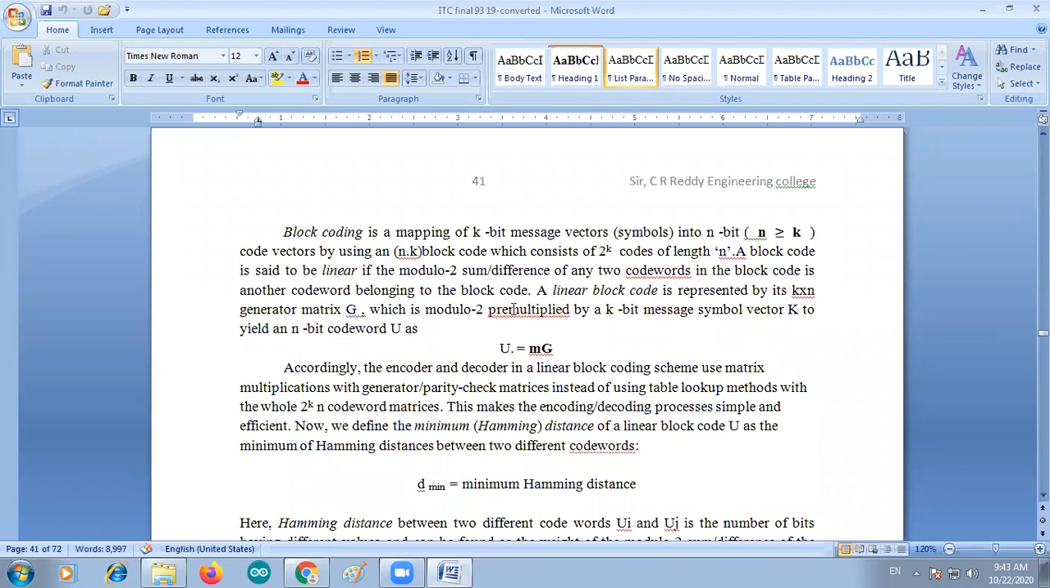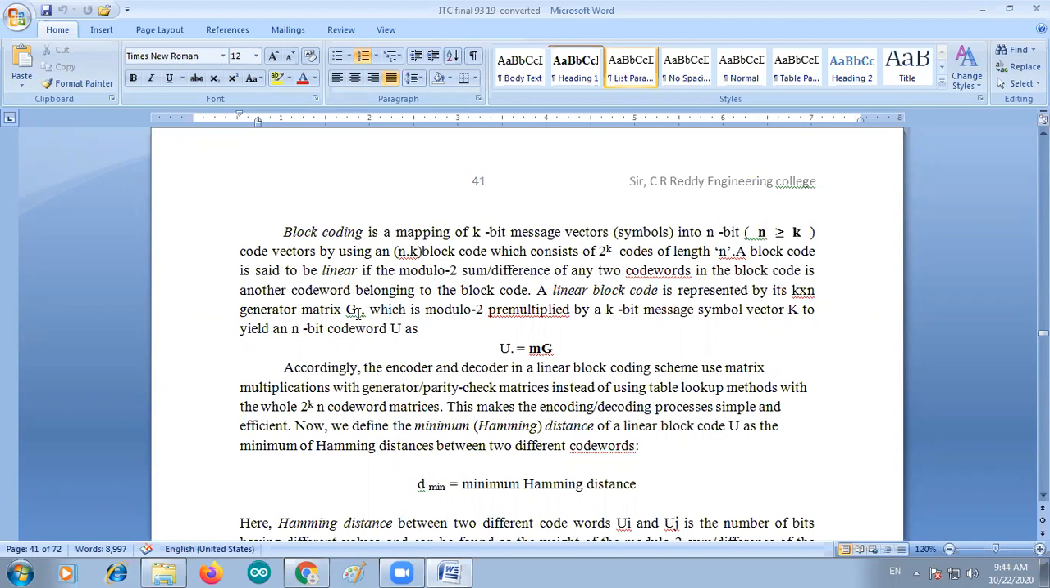The linear block code is represented by a k into n generator matrix. The size of the generator matrix is k into n. So k is the number of message vector bits, n is the number of code word bits. The generator matrix is modulo-2 multiplied by the k-bit message vector to yield an n-bit code word vector. Now U is equal to M into G.